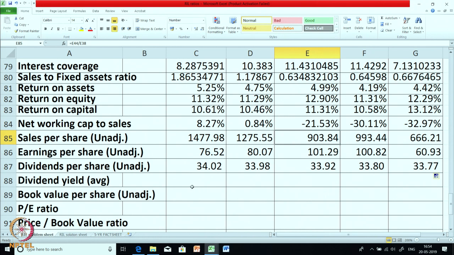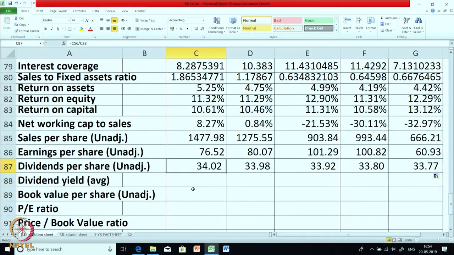The next one is dividend yield. Now, this is an important ratio and slightly a different ratio because it is trying to link dividend to market prices. We will try to calculate it on an average basis because we know the average market price. So, dividend is a return to the shareholder which we have calculated on a per share basis, divided by the average market price during the year.